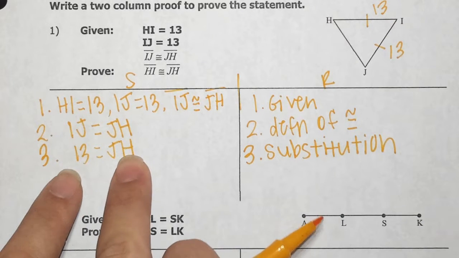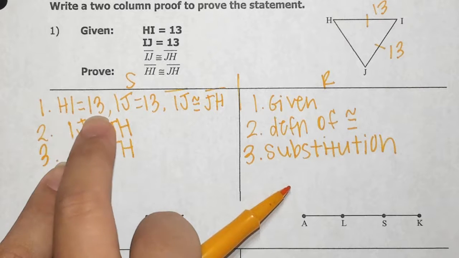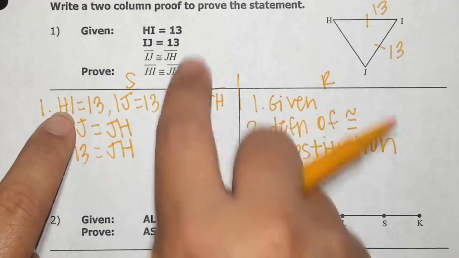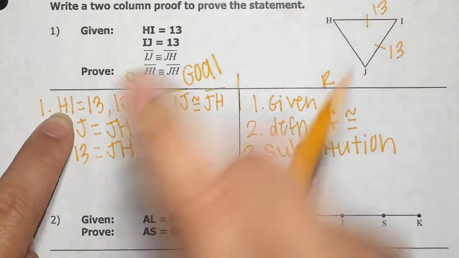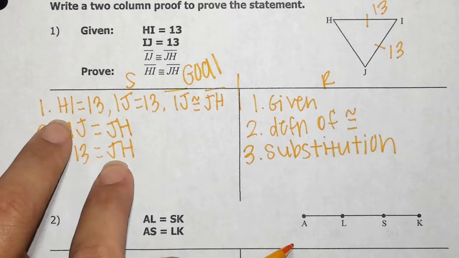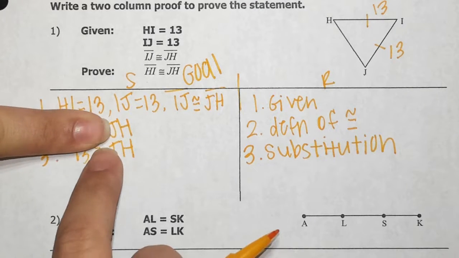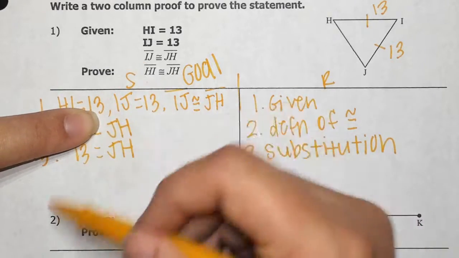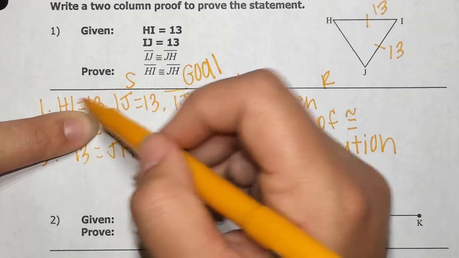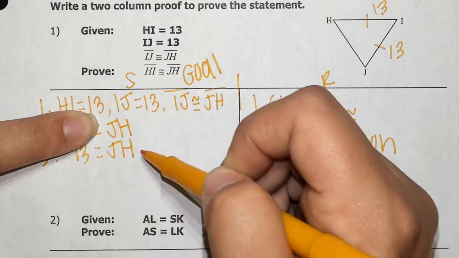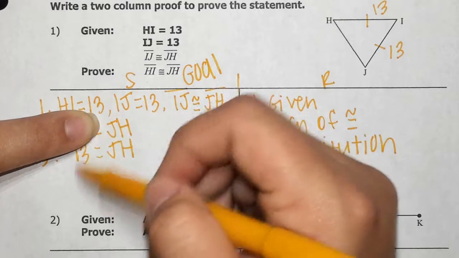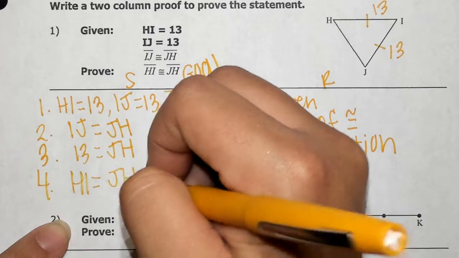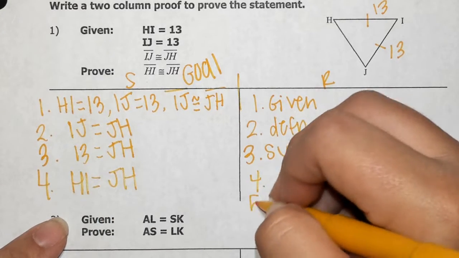Well, you see how JH is equal to 13? And HI is equal to 13? Don't we want to show that HI and JH are the same? That's our goal. Is that HI is the same as JH. Well, are they? Yes. So now, either by substitution or what property, the fake one that cuts somebody out. Transitive. Do you see how HI is equal to 13? 13 is equal to JH. So by the transitive property, we can cut out 13 and just say HI is equal to JH. However, there's one more step.